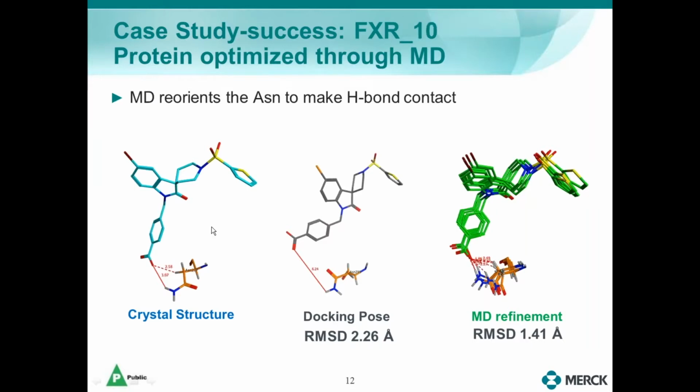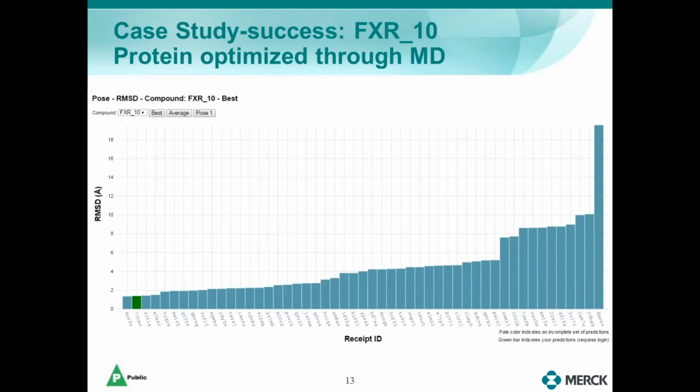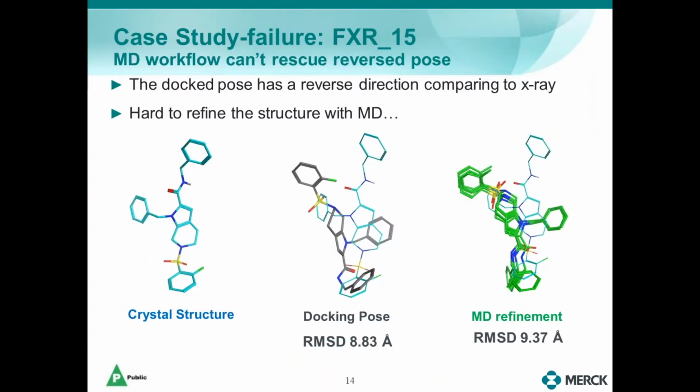For the second case study, FXR10, in the crystal structure for this compound, there is a carboxylic acid and asparagine hydrogen bond interaction. In the docking pose, our template has the asparagine side chain in a different direction, which didn't create this hydrogen bond interaction. By using the MD simulation, it does reorient the asparagine to make this hydrogen bond contact and optimize the protein structure to generate a better pose, which puts us in second place for this compound prediction.